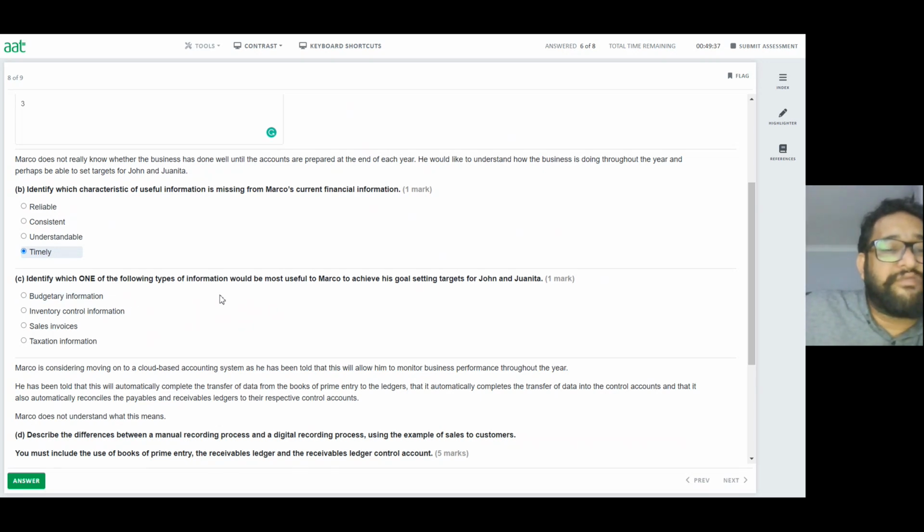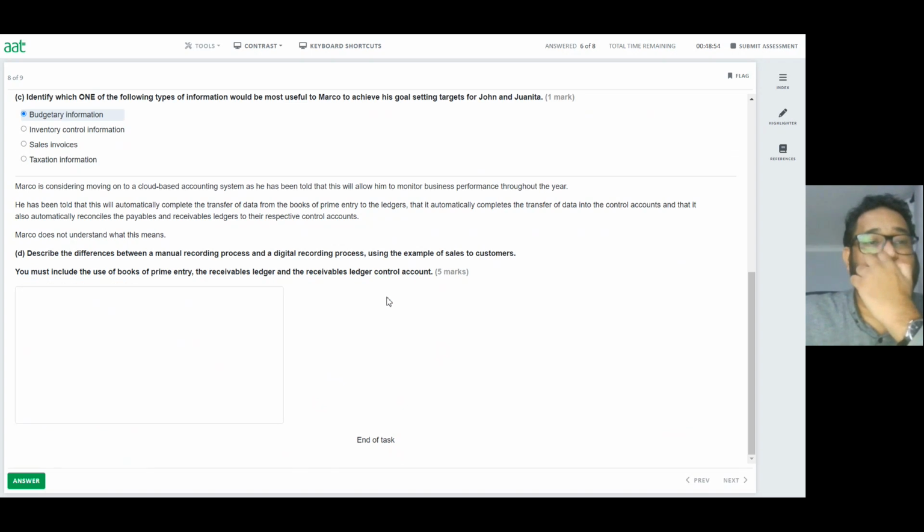Identify which one of the following types of information would be most useful to Marco to achieve his goal of setting targets for John and Jonita. Budgetary information, inventory control information, sales invoices, taxation information. You don't need any of the others, but budgetary information might be the best. Why? Because you can predict, with your previous information, some budget, like a short-term budget, a 3 month budget, a quarterly budget, that's what they call it, biannual budgets, or we can even give them a monthly target. So budgetary information might be the most useful information for setting targets for John and Jonita.